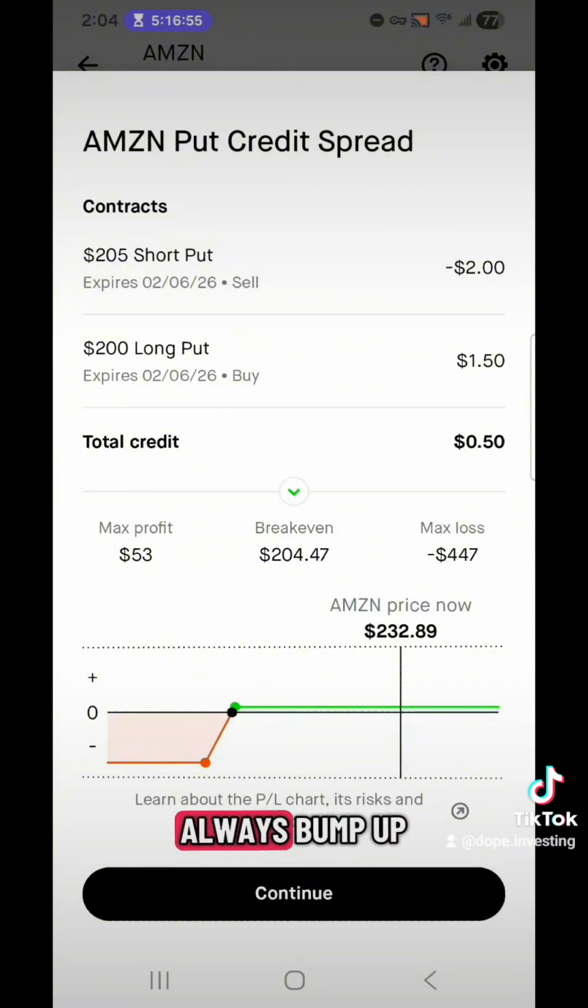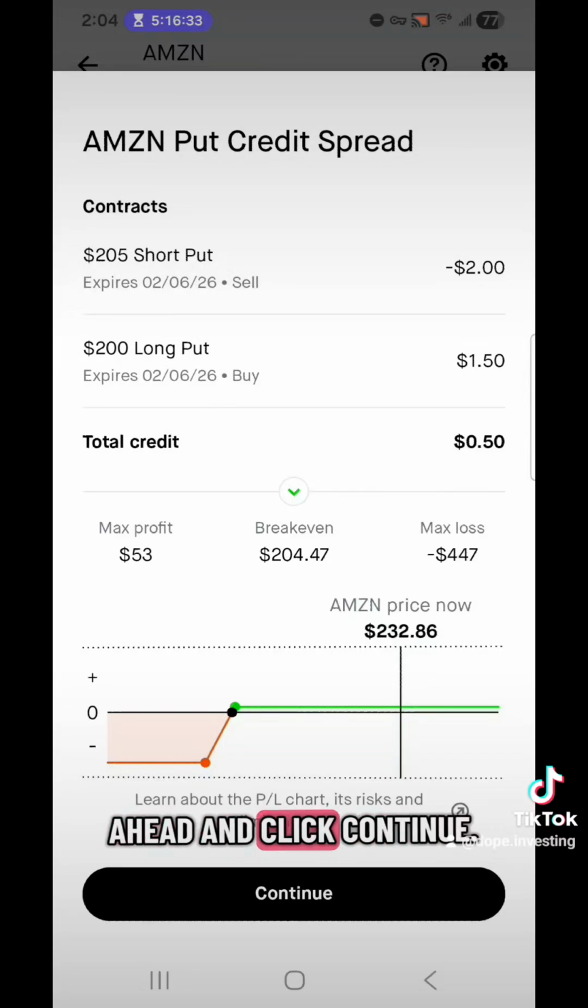You could always bump up your credit spread to a higher strike price closer to at the money in order to get a juicier profit compared to how much money you're risking. You're welcome to do that, but this has a higher probability of profit and I'm okay with it.